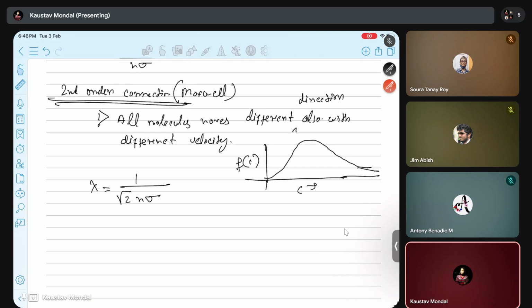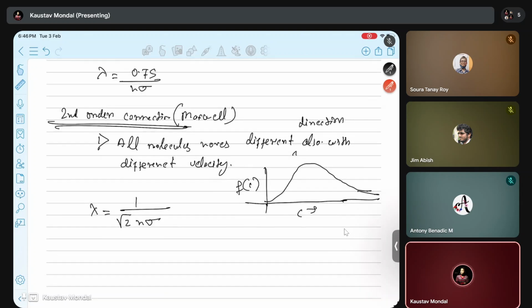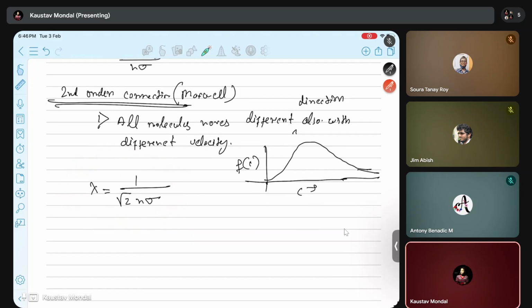Okay. So in a question, try to use this expression, because this is the more realistic expression of lambda. This is the Maxwell one. If it's not specified in the question which expression you need to use, then try to use this second order correction expression, that is the Maxwell expression.